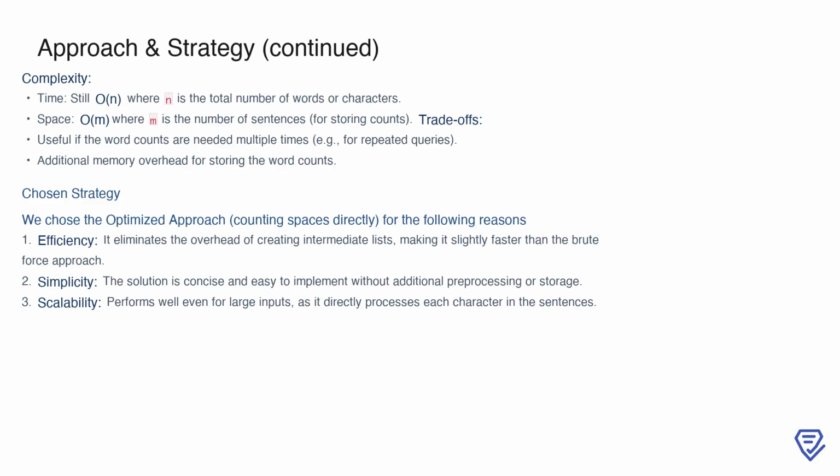Given these considerations, we chose the optimized approach as our final strategy. Counting spaces directly in each sentence and adding one to derive the word count is both efficient and simple. It eliminates the overhead of creating intermediate lists, ensuring faster execution. Moreover, it's easy to implement and scales well with input size, making it suitable for large datasets.